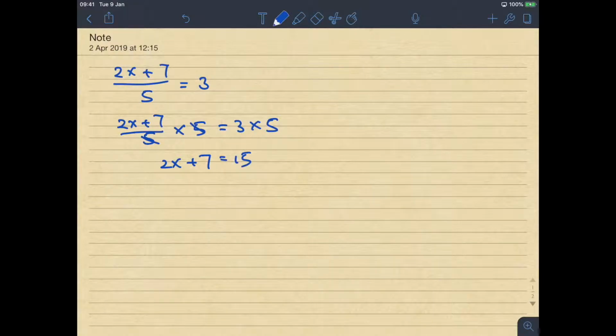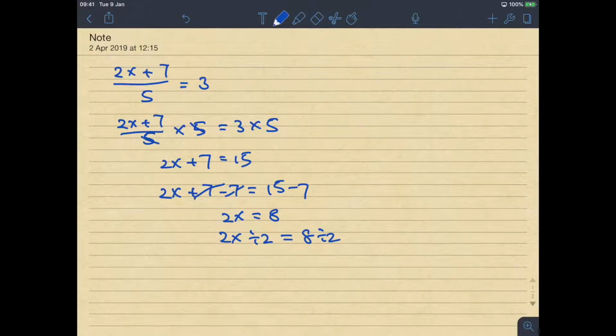to 15, right? Okay, so secondly, what we want to do is take away 7 on both sides, so we can cancel out the 7. And we've got 8 on the other side, so we can rewrite the whole thing as 2x equal to 8. And now we solve the equation by dividing the left side by 2 and dividing the right side by 2 as well, so the 2 cancels out, we get x is equal to 4. There's nothing wrong with that. It works, but it's quite slow.